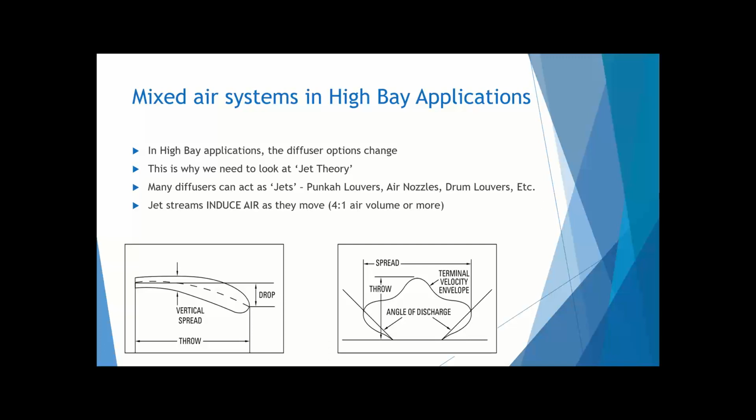We could also talk about air nozzles and drum louvers. A drum louver might not look like a jet, but it actually acts as a jet when it's in the space. It'll be throwing that air out with a long throw, which could also be called projection. It'll have some drop, some vertical spread, and a large angle of discharge. Also, as that jet stream moves, it'll induce air, at a minimum of 4-to-1 air volume. So it'll grab that room air and mix it as it drops into the space.